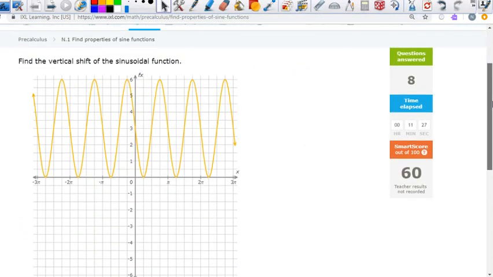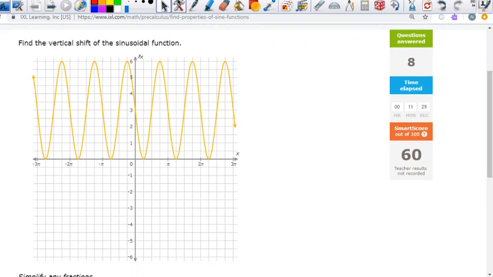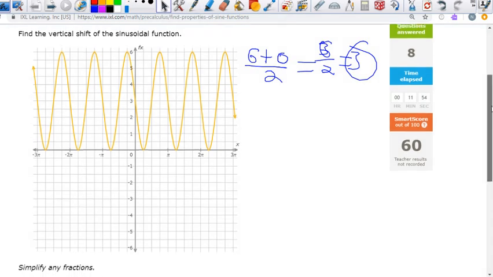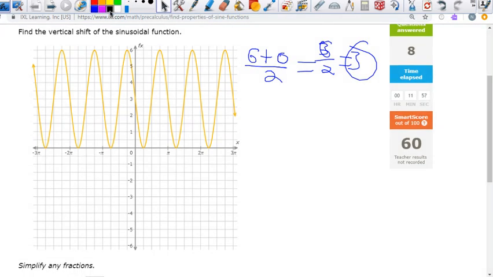Okay, annotations. Find the vertical shift of the sinusoidal function. Now we need to find the midline. So we have 6 over 0. So we have to find the vertical shift to find the midline. We'll have 6 plus 0 over 2, which is equal to 6 over 2, which is equal to 3. So that's our vertical shift right here. Once again, hopefully you can see that the midline is at 3. That is a midline right there.